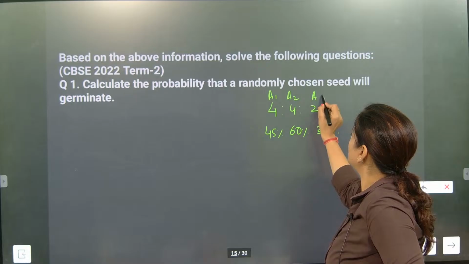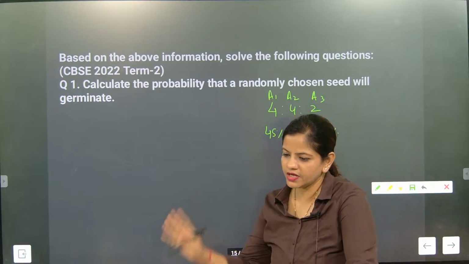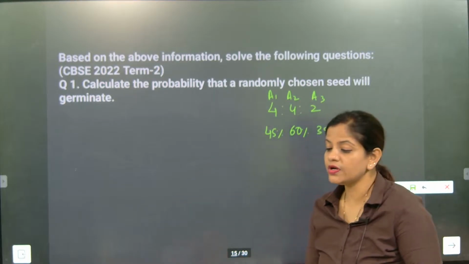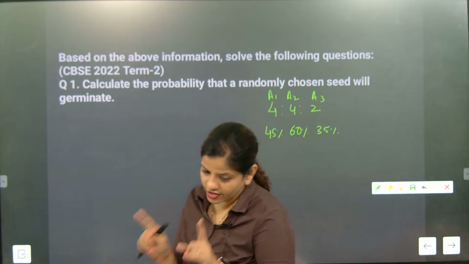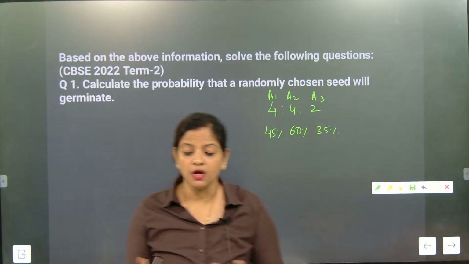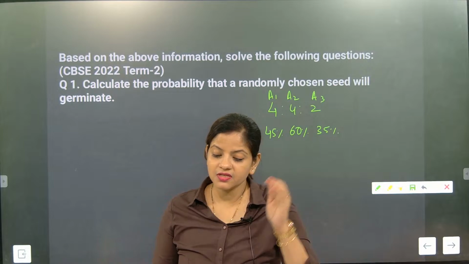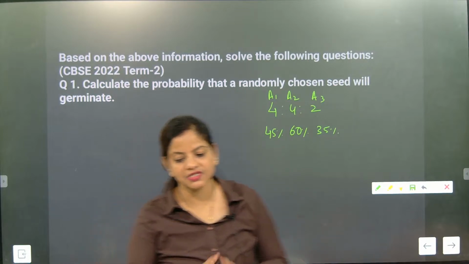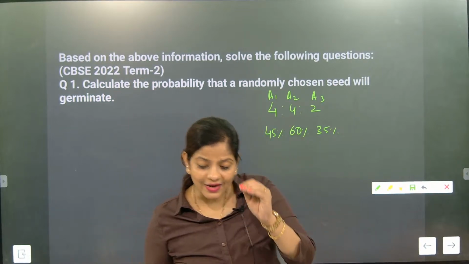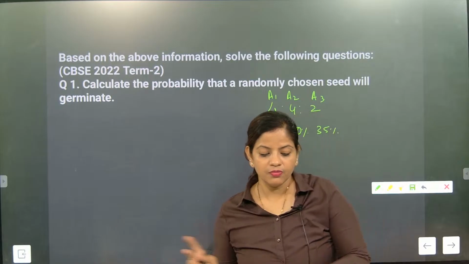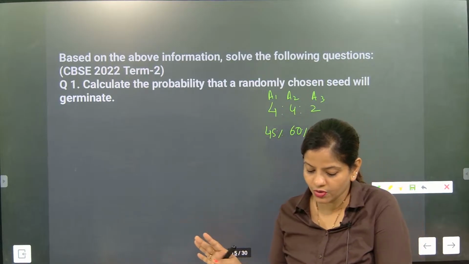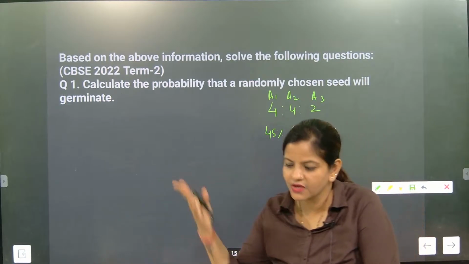A1, A2, A3. This story is over till here. Now, beta, what does that mean? They have given us three different types of seeds. The ratio of the mixture is 4 is to 4 is to 2, with 45%, 60% and 35% respectively. Now one has to be chosen randomly. Which one will be chosen we don't know. In that situation, we have to find the total.